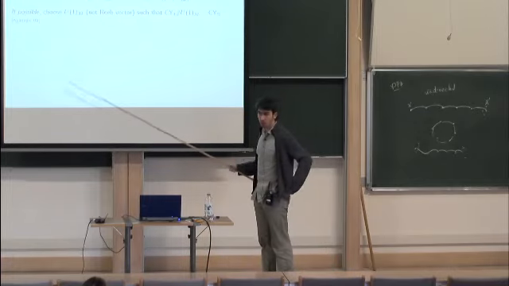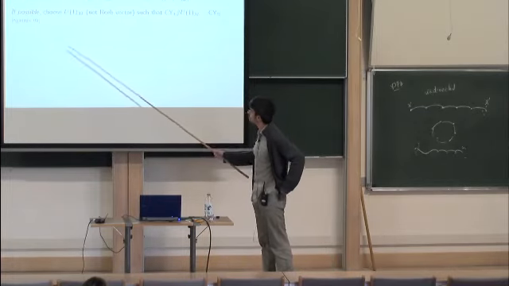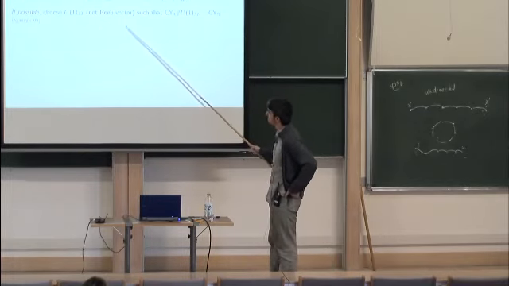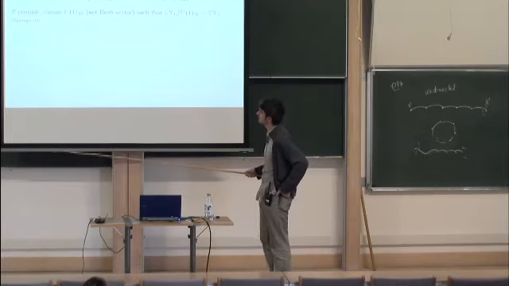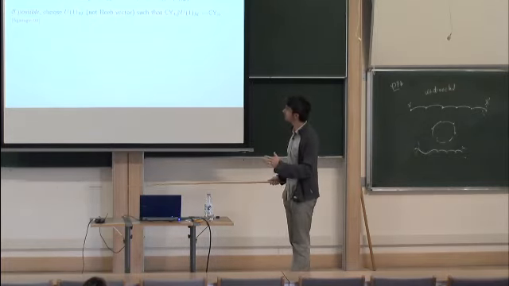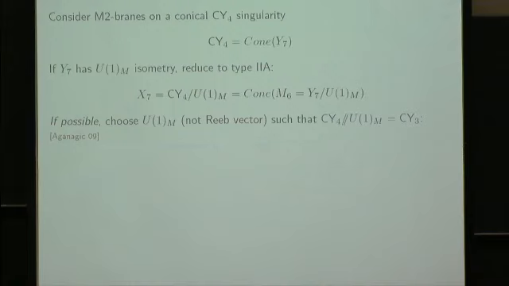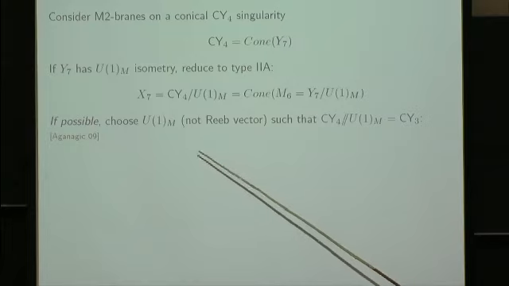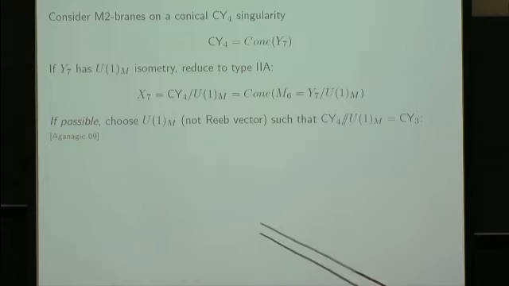Now if this is possible, and in general this is not possible, if this is possible, choose the U1M first of all in such a way that it's not the Reeb vector. In fact, any Sasaki-Einstein 7 manifold has a U1M, but we don't want to use this direction which is always there, because if we reduce along that direction we break supersymmetry because the Killing spinors are charged under this direction. So suppose there is another one, and suppose that one can choose this other one in such a way that the Kähler quotient of the Calabi-Yau 4 by this one is a Calabi-Yau 3. Now if this is the case, something nice happens.